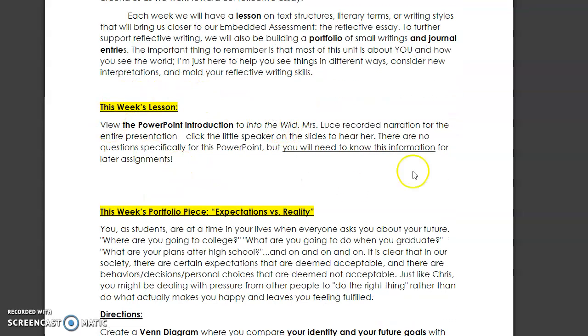So for this lesson, for this week, you are not going to have to do anything specific. You're just going to be listening to it or reading it. So it is the PowerPoint introduction to Into the Wild, which I'm going to show you in just a sec. Mrs. Luce, she is our AP Language and also another English 3 teacher. She recorded narration for the entire presentation. So wherever you see a little speaker on the slide, you can click that and you can hear her talking about what's on the slide, reading things, and getting more information. So again, you don't have any questions for the PowerPoint, but you are going to need to know that info. So very first thing, I would listen to or read the PowerPoint introduction of Into the Wild.